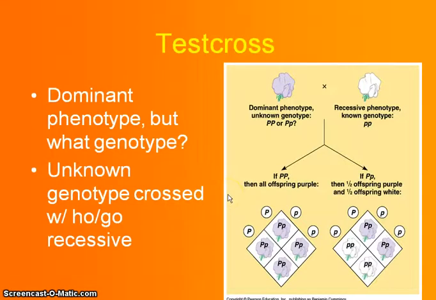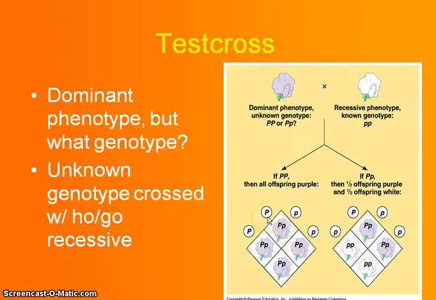A test cross can be used when you know the phenotype is dominant, but you don't necessarily know what its genotype is. Could it be two dominants, or could it be dominant and recessive? So what you would do is cross it with a homozygous recessive organism. So one that is pure for the recessive trait.